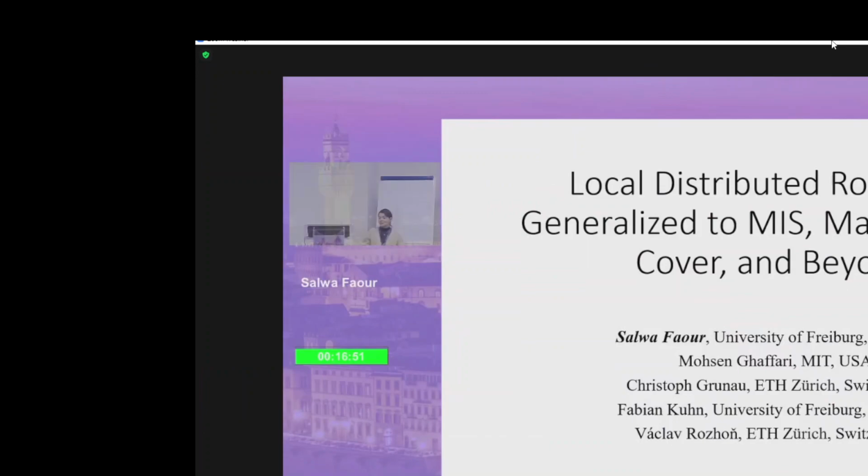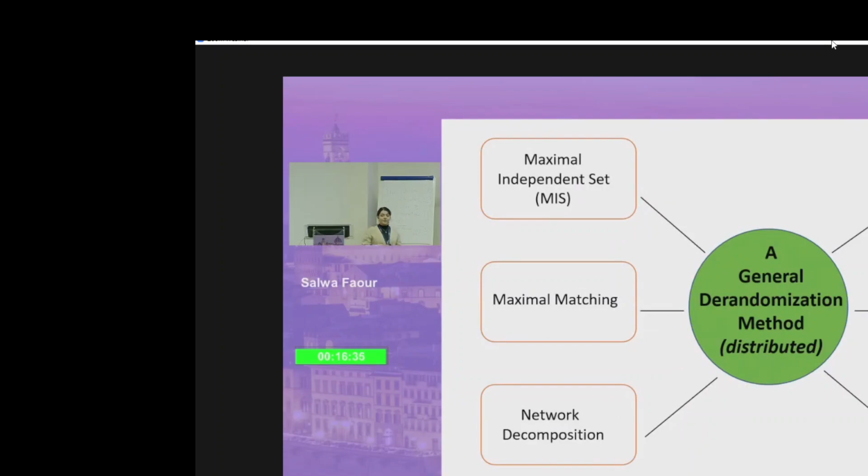Hello, everyone. My name is Salwa. I'm a PhD student, and this is joint work with Mohsen, Christoph, Fabian, my supervisor, and Václav. The title of this work is Local Distributed Rounding Generalized to MIS, Matching, Set Cover, and Beyond. We give a general de-randomization method that efficiently solves a bunch of fundamental graph problems in the distributed setting.